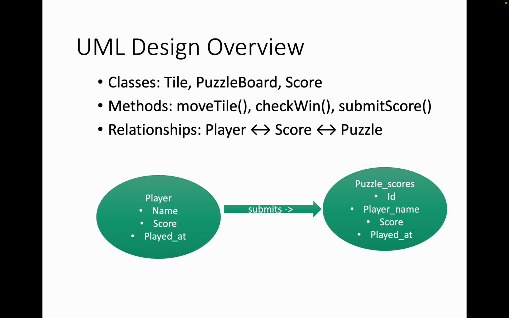UML design. This is a basic UML design. I have classes and logic for tiles, the puzzle board, and the score system. The player submits a score, which is stored in the puzzle scores table in MySQL. The diagram also shows the relationship between the player and the scores table.